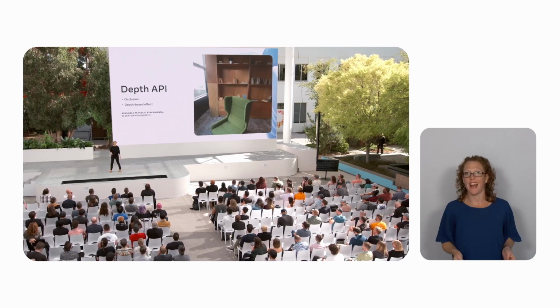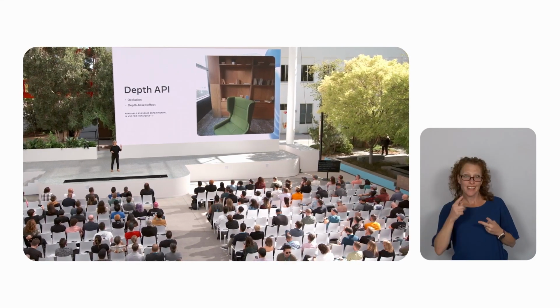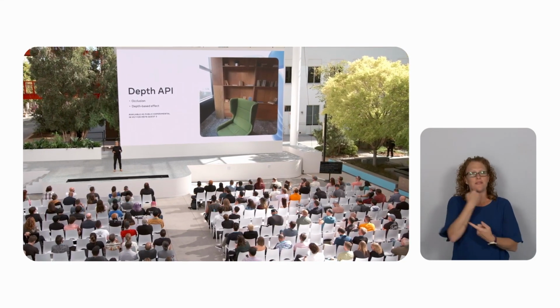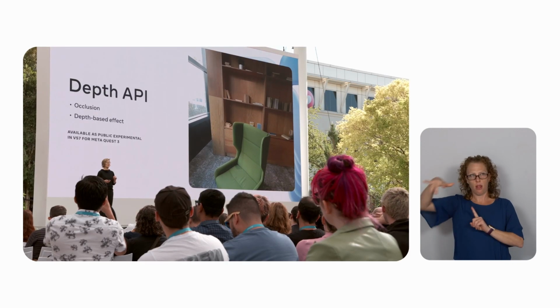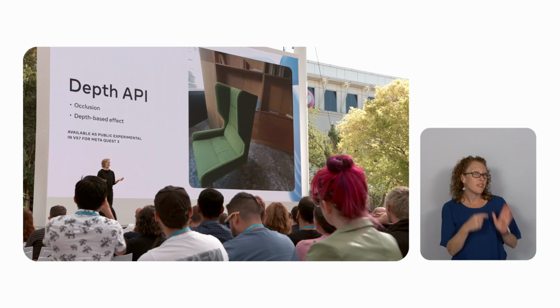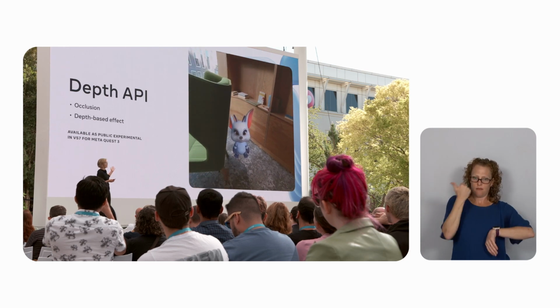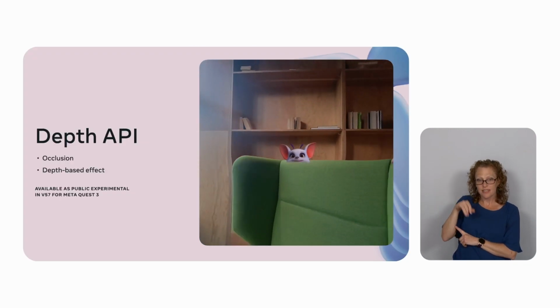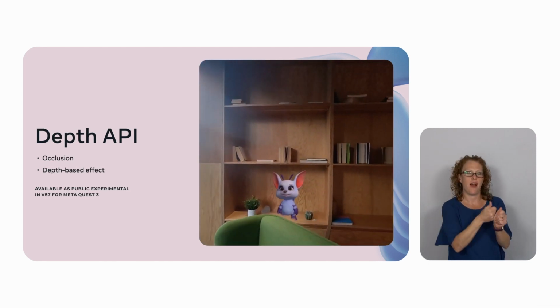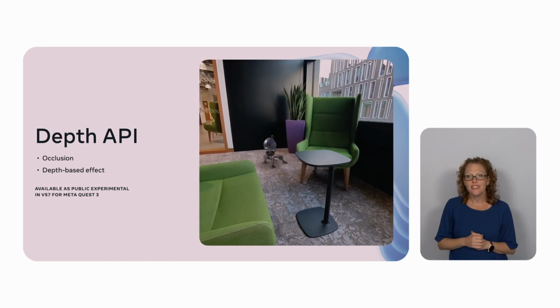2, we're announcing the Depth API. Depth API provides you with real-time, per-eye, per-frame depth estimates of the environment. For example, with Depth API, we can render our virtual friend here behind that real chair. And that's called dynamic occlusions. And you can do it now in your apps.